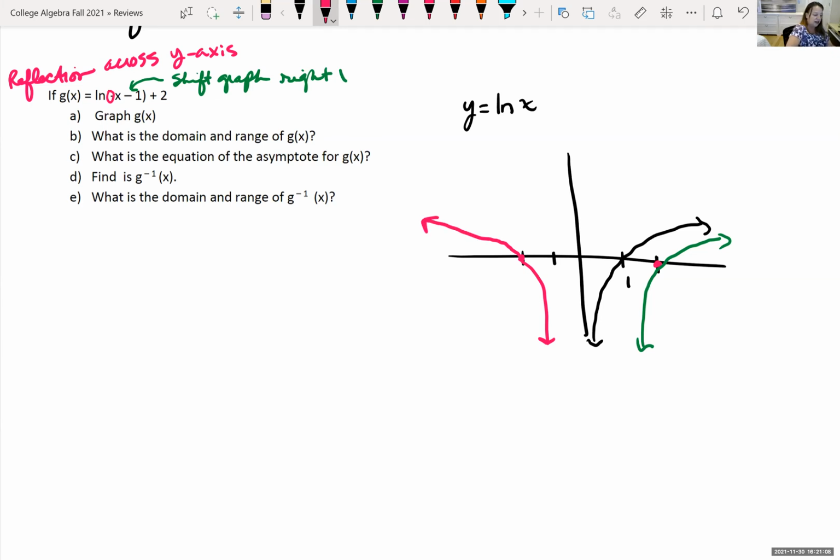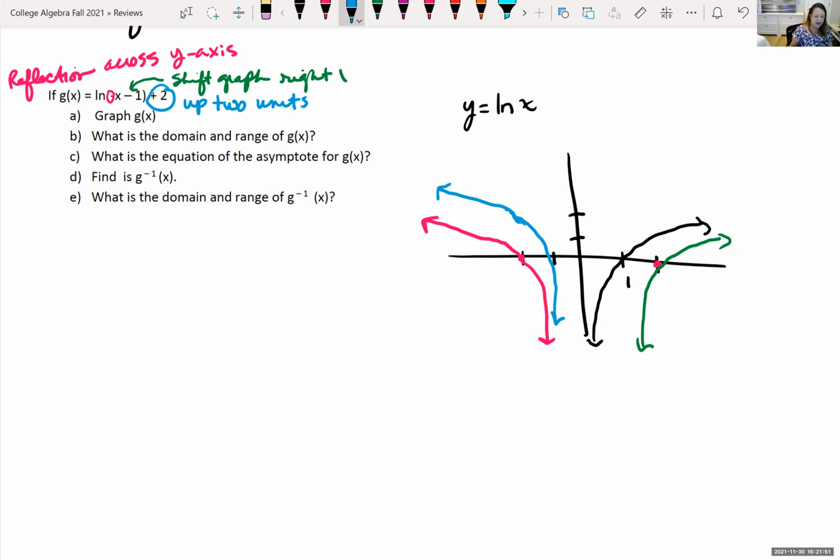And then the last thing is shifting this up 2 units, this +2. So this point that was at negative 2, 0 is now at negative 2, 2. It's not the perfect graph, but you get the gist.